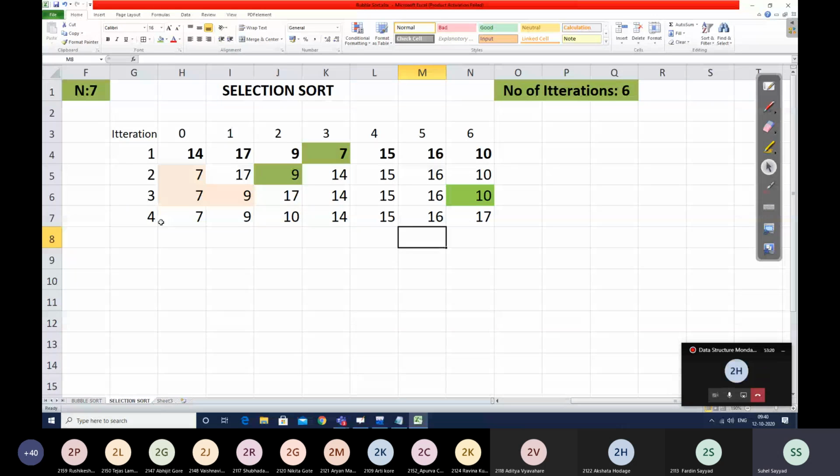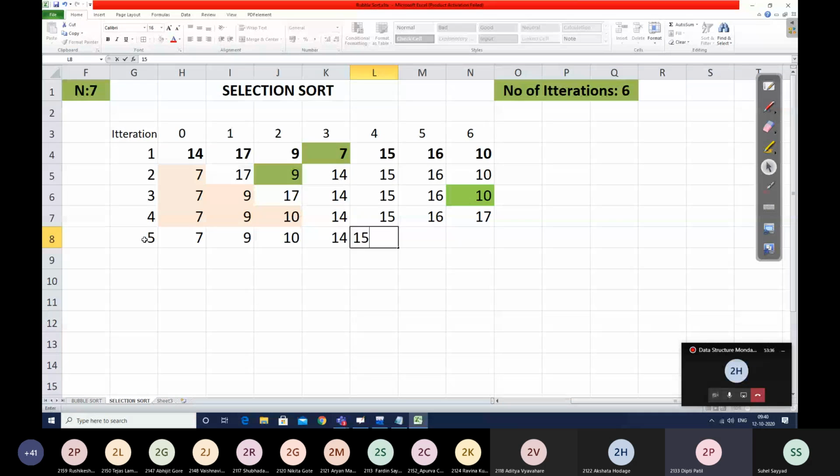Now, once you do the swap between 7, 9 and 10, these 3 are already sorted. So this will not be considered in the fifth iteration. Now in the fifth iteration, the problem will have 14, 15, 16, 17, right? What is the smallest number that will be identified? 14. 14 will be identified. Very good.